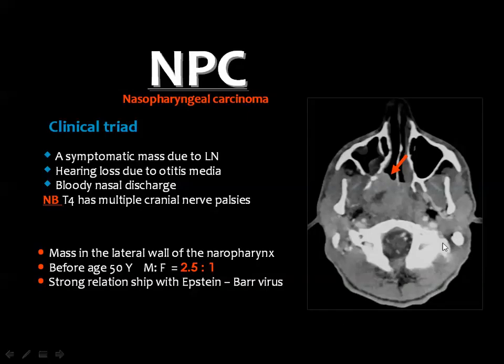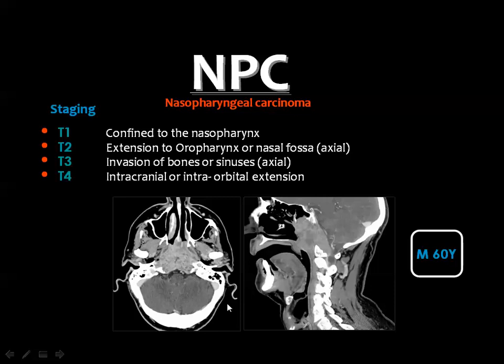Nasopharyngeal carcinoma is also one of the lesions that can invade the skull base. And the clinical triad is composed of a painless mass due to lymph node enlargement, hearing loss due to otitis media secondary to obstruction of the Eustachian tube, and the bloody nasal discharge. And we have presented so many cases of nasopharyngeal carcinoma in the lecture of imaging of the parapharyngeal space, and we'll see some of the other examples, especially those which have infiltrated the skull base.